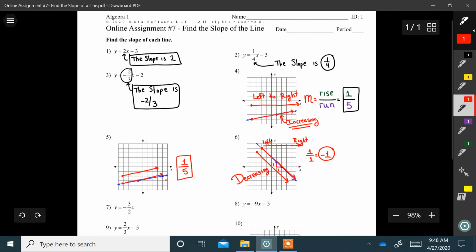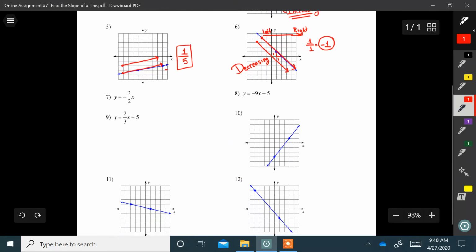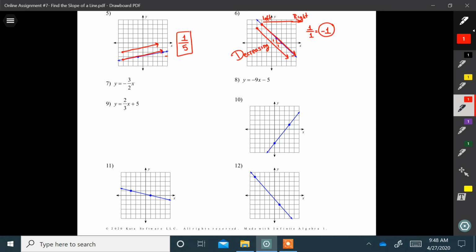Alright, so I did 1 through 6 for you. Now your goal is to do 7 through 12. I want you guys to work on those 6 problems, write down your answers, and then submit them online.